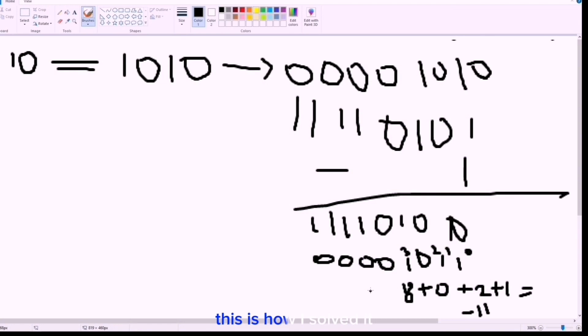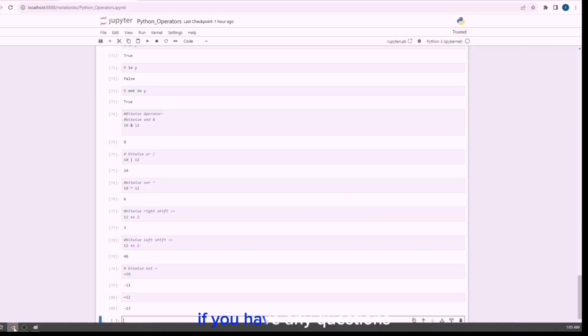This is how I solved it. I hope this is understandable enough. If you have any questions, you know what to do and you know where to go.